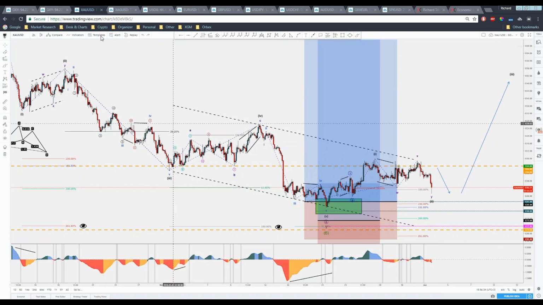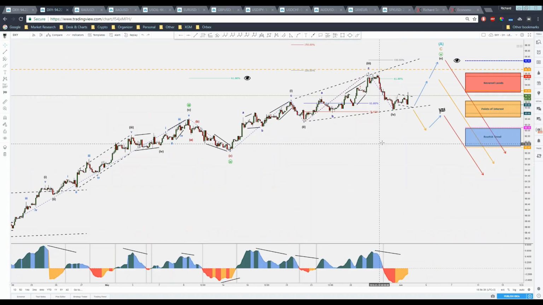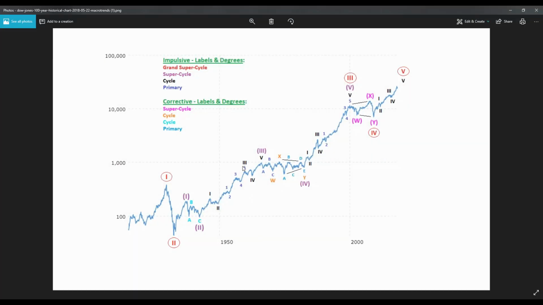Okay. Let me just take a look at the market right here. Yeah, the dollar could be pushing on the upside. So let me just continue with this, right?